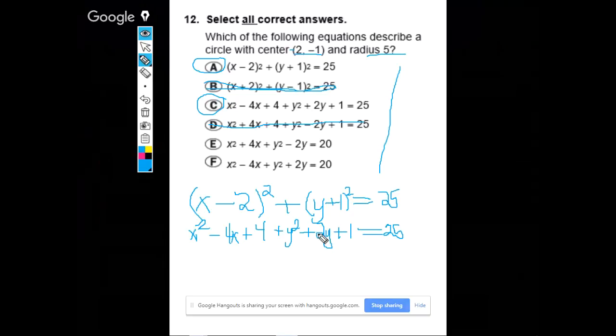Next. Now we just have to move this over. Well, this is +4 and +1. If we combined it and subtract from both sides, we'll be subtracting 5. So that's where this 20 came into place. And then again, we know it's got to be negative. So it's going to be choice F. Why they did every other one, I don't know. But you should have A, C, and F circled for number 12.